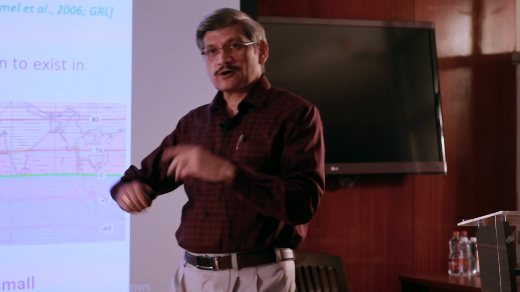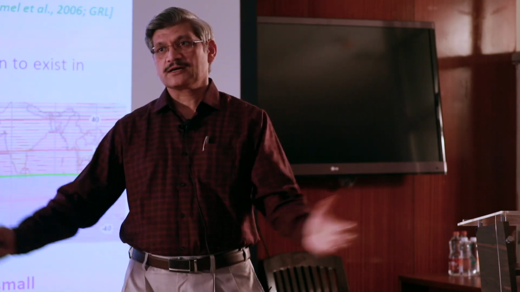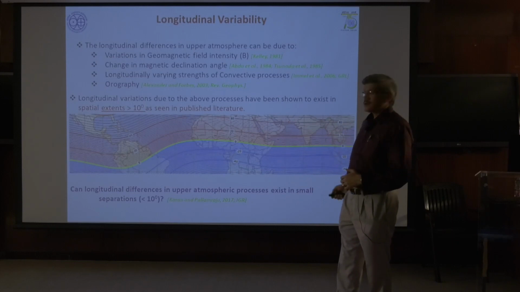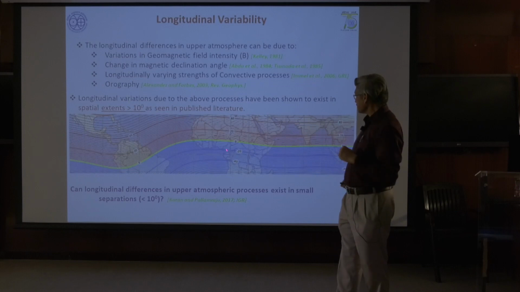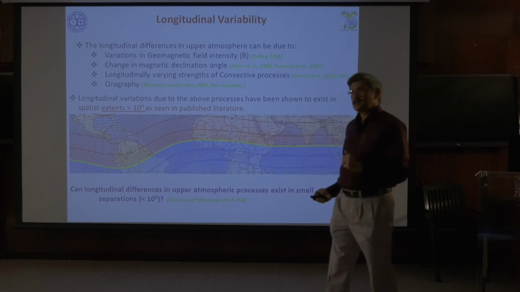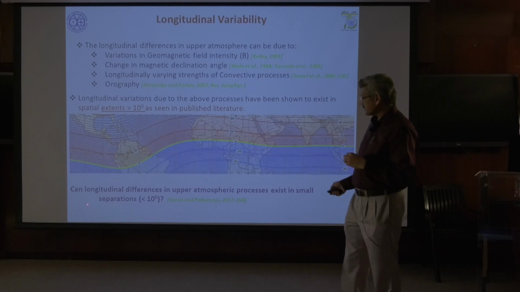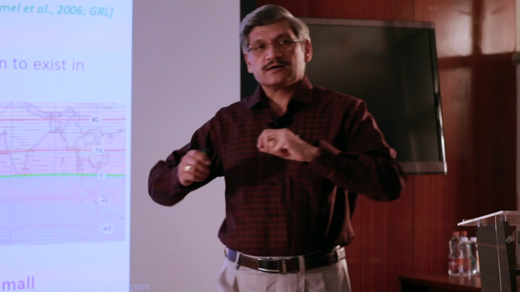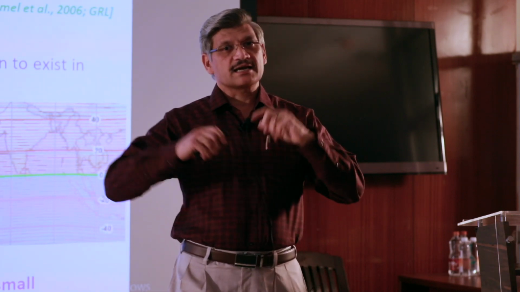Another result is in terms of longitudinal variability, because Earth's magnetic field anomalies are there at different locations, so that can cause variations in the electrodynamics in the ionosphere. There are other things in terms of magnetic angle, declination angle, longitudinal strengths, and convective processes. They are present. So until our study by Deepak Karan here, the result was that the longitudinal differences exist in the electrodynamics for 10 degrees and beyond.